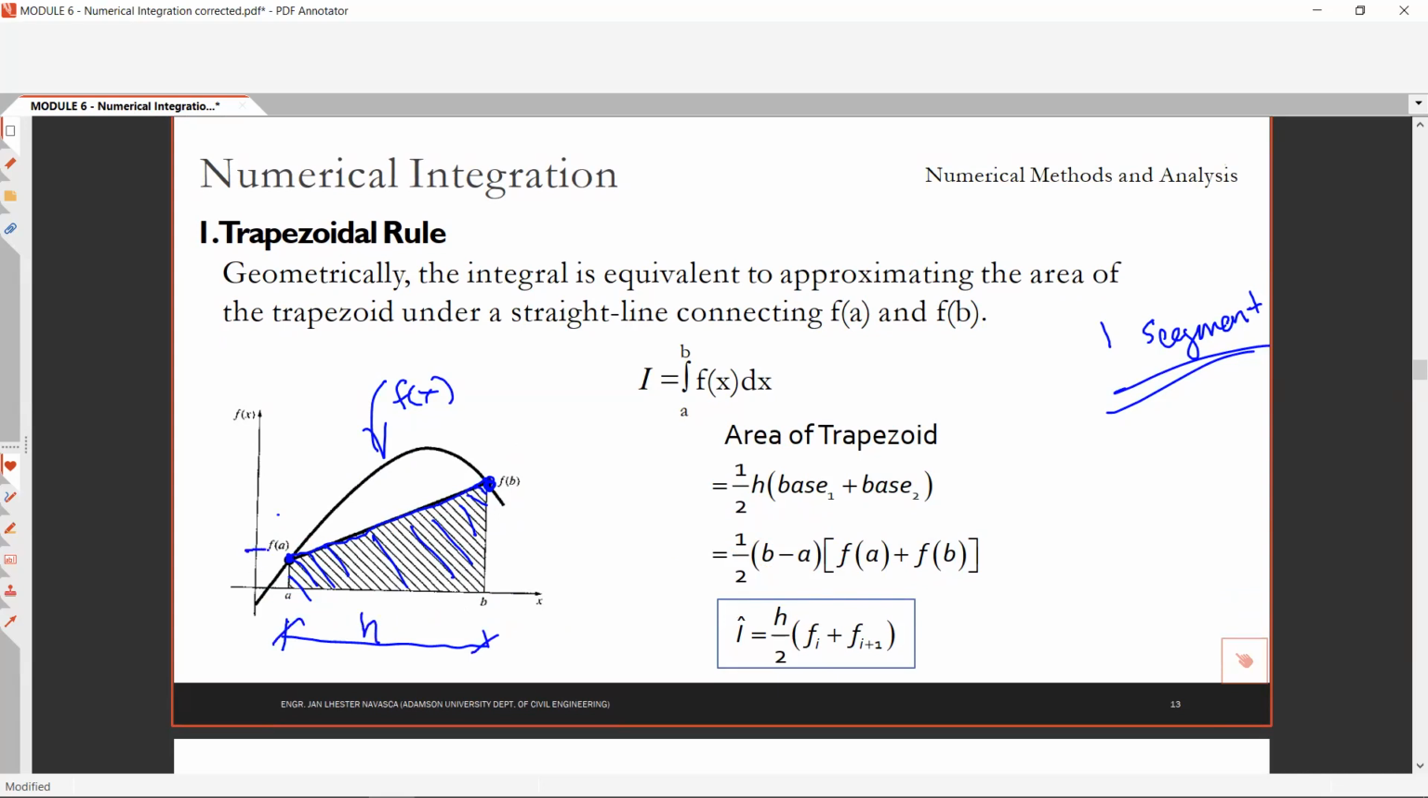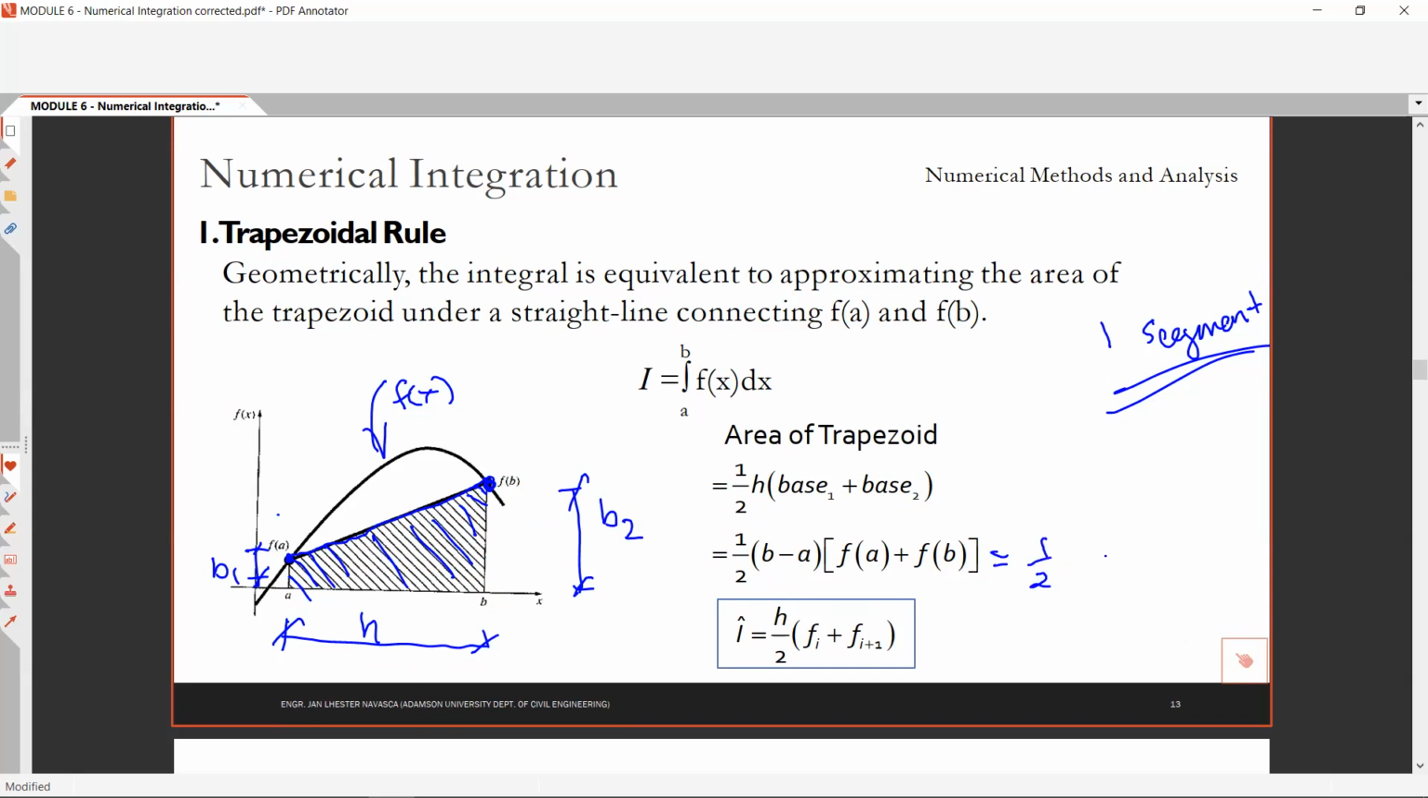Let's say this is B1 and this is B2. Recall how to get the area of a trapezoid: B1 plus B2 times height over 2. So 1/2, the distance h is B minus A, and the bases are f of A and f of B. The length of this one is f of A and the length of this one is f of B.